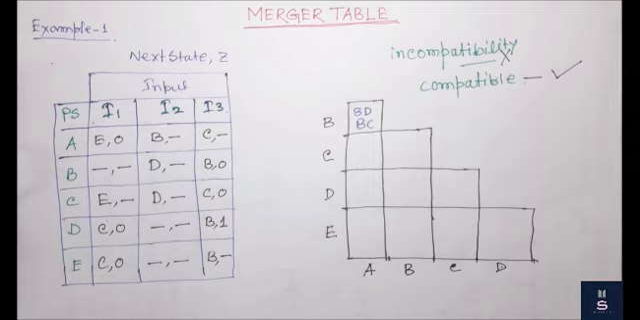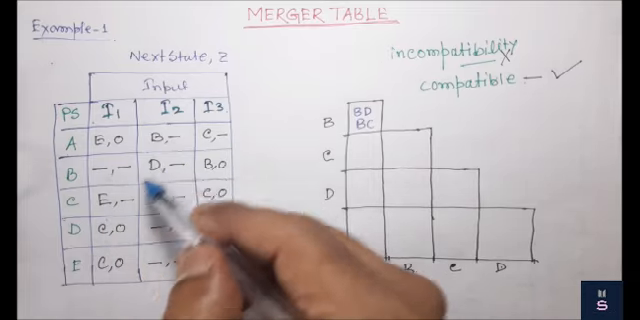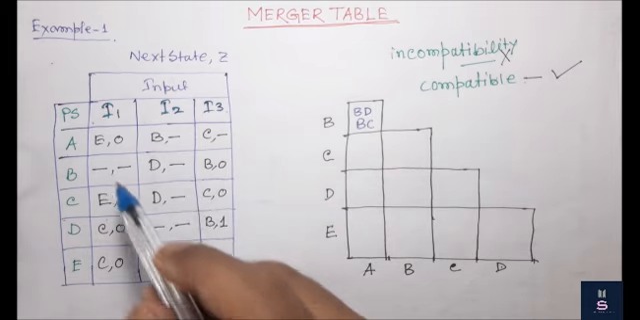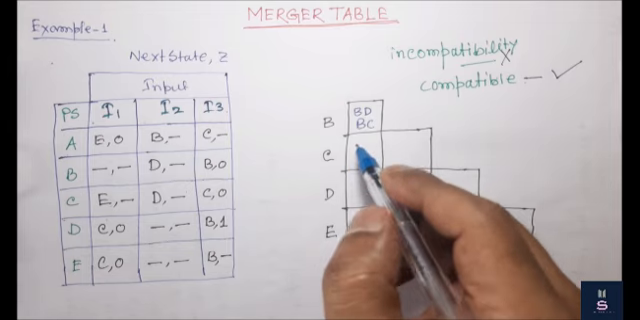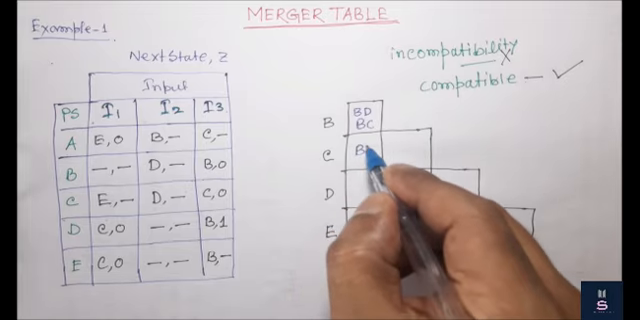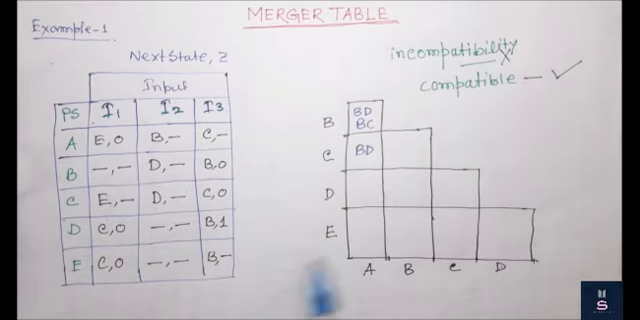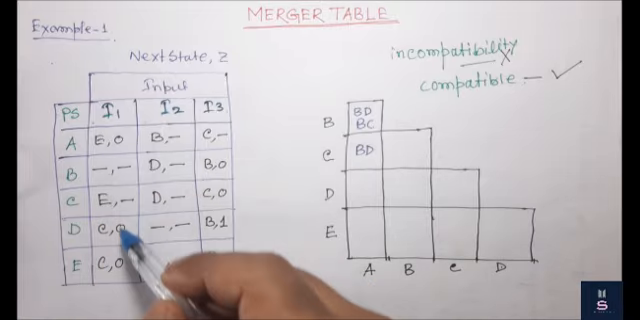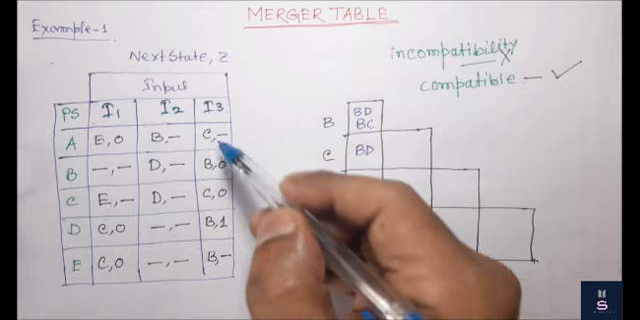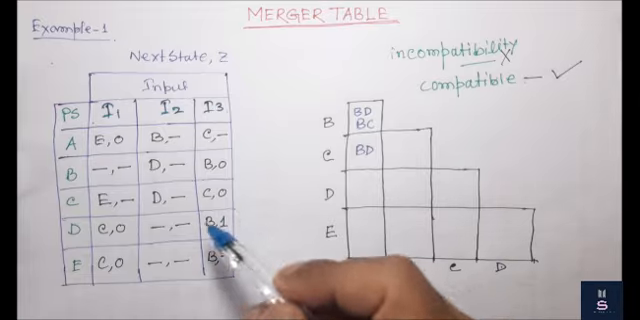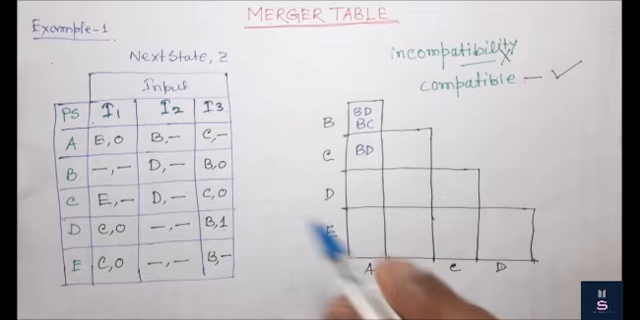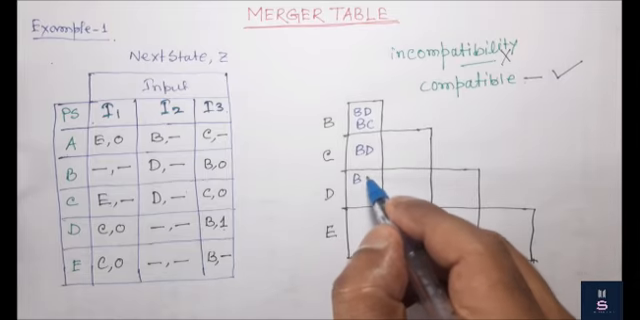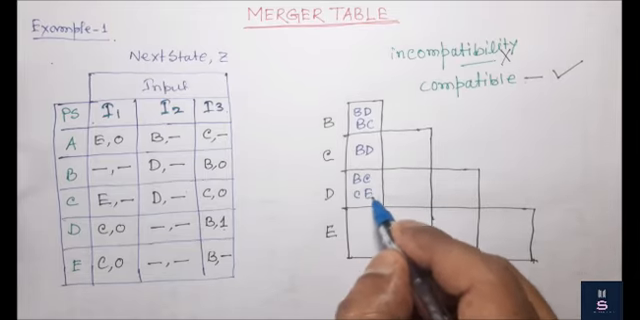So next is comparing AC. Output no conflict. Next states EE, BD, CC, so BD is the only one. So let me put BD here. Next, compare AD. Output 0 0, don't care 1, so there is no problem with the output, only next states CE and BC. So we can write BC and CE here.